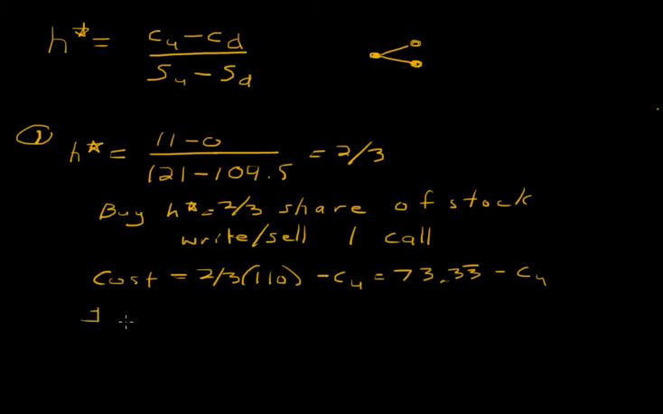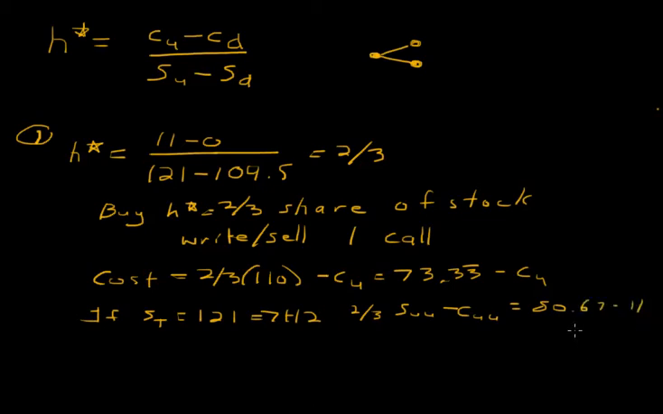Well, we only have two possibilities, right? If the stock price at the end of the day is 121, what is our hedge ratio or portfolio worth? Well, it would be 2/3 of that new price stock, so up, and then minus the call that we wrote, which is now call up. So that would be 80.67 minus 11, and that would give us 69.67.